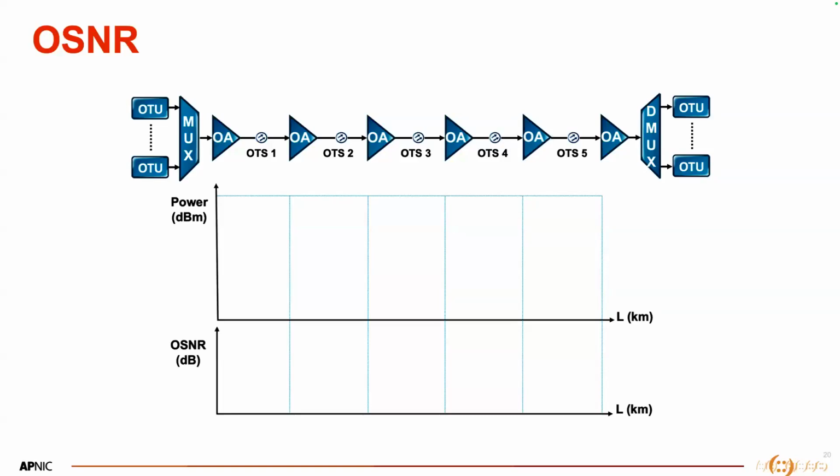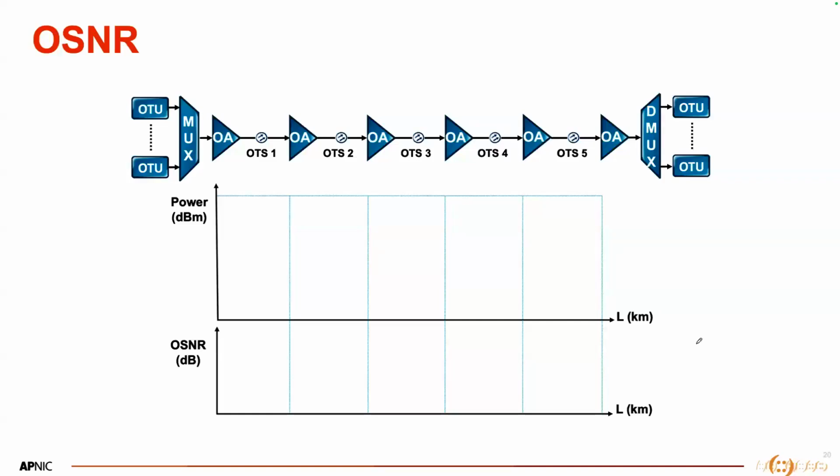So if we take a look at the signal power and the noise in the signal, or if you want to understand the OSNR, then things will look like this. As you can see, the OTU is generating the wavelengths or the lambdas, and the wavelengths are supported throughout the whole path with optical amplifiers. That means they are being amplified.